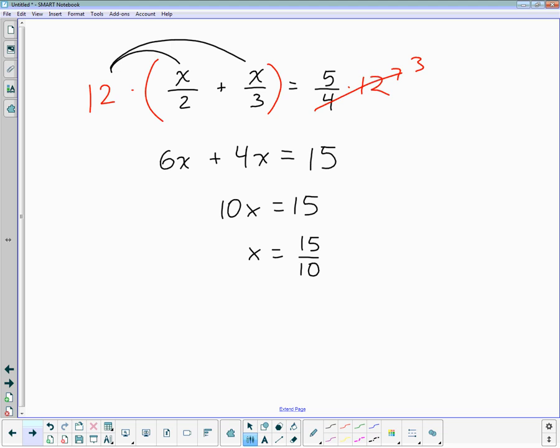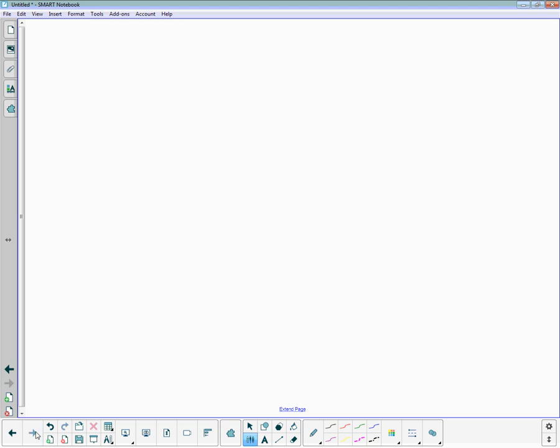And can that fraction reduce? Can we reduce that fraction? What would it reduce to? Hmm? 3 over 2. Okay? So the idea is finding a number that'll cancel out everyone. Okay? All right, so I'm going to give you one to do on your own.